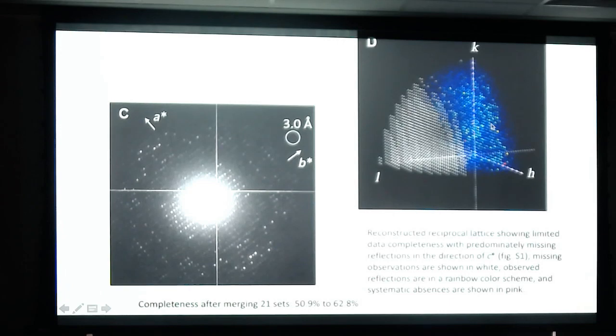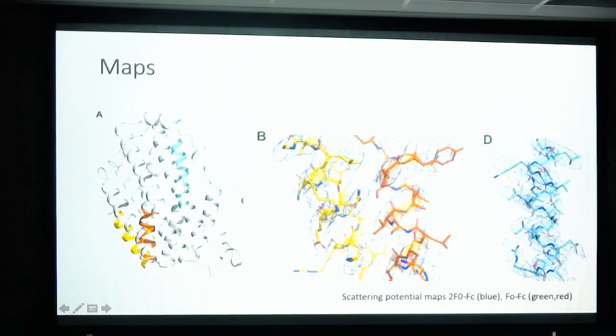They were able to get around it by the symmetry in the crystal. But the completeness after merging 21 sets only rose from 50% to 62%. But they did get a nice map. I think it was about a 3-angstrom map. This is the ribbon model of the protein, and then a high mag view of two of the helices, so they have pretty well-defined side chains, and it did work for them pretty well.